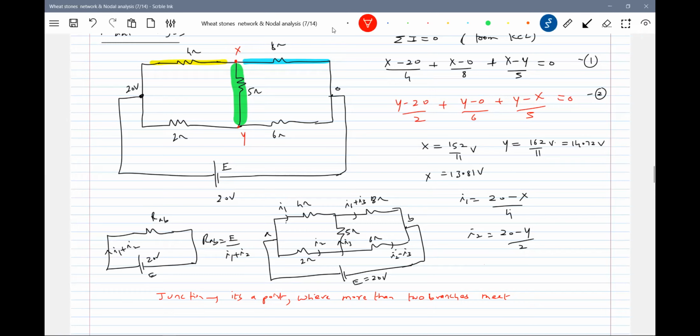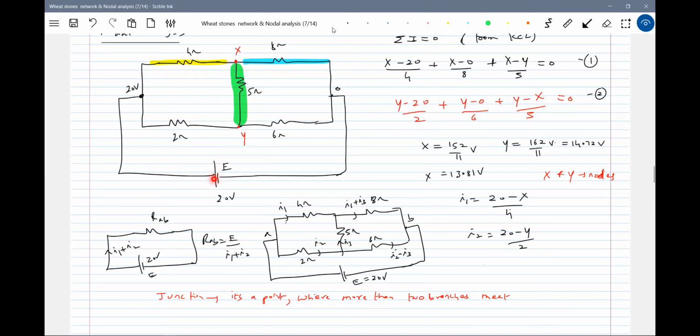So X and Y, I'm going to give specific names: nodes. At a junction, the algebraic sum of current should be equal to 0. So like this, I'll identify the nodes. So let me define potential.